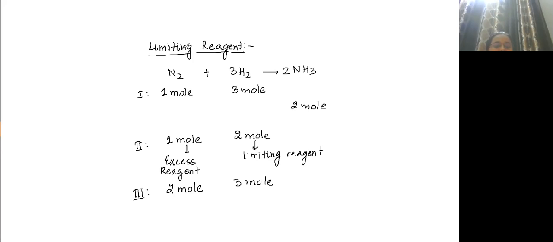Now in third case, tell me. 2 moles of N2, 3 moles of H2. Which is limiting, which is excess? Again, 1 mole of N2 require 3 moles. So 2 moles of N2 is present. So this is excess reagent and this is limiting reagent.